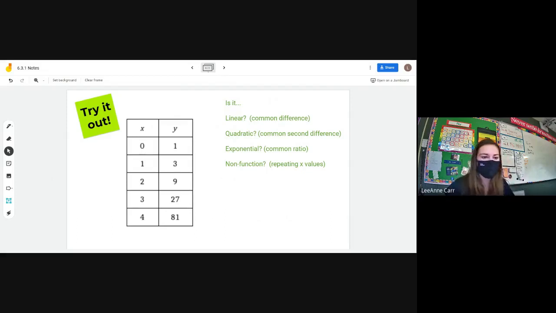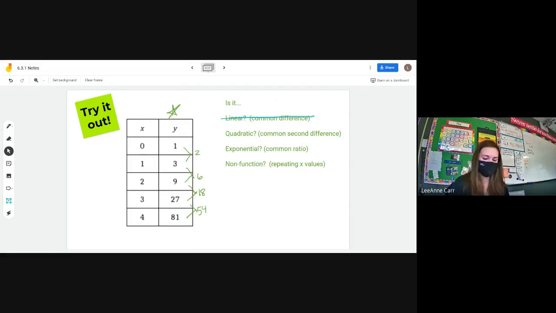All right, by now you've given it a shot, so we are going to go through our solution. Here we go. Again, my x values were counting by 1, so that means I can now look at my y values. Just like before, we're going to start with our common difference. So here I go. 3 minus 1 would give me 2. 9 minus 3 would give me 6. 27 minus 9 is going to give me 18. 81 minus 27 is going to give me 54. Obviously, those are not the same numbers. So I know immediately that this is not representing a linear function. There was no common difference.